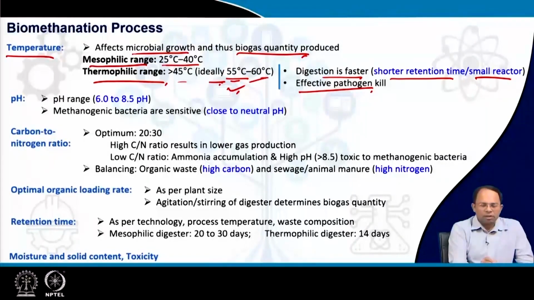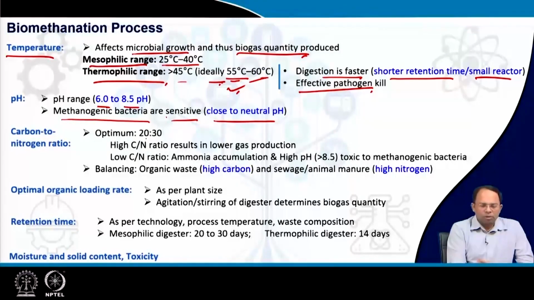The pH range also ranges from 6 to 8.5. The methanogenic bacteria, or the second phase, if I have a biphasic system, are sensitive to this pH and they operate at close to neutral pH, so that has to be checked.